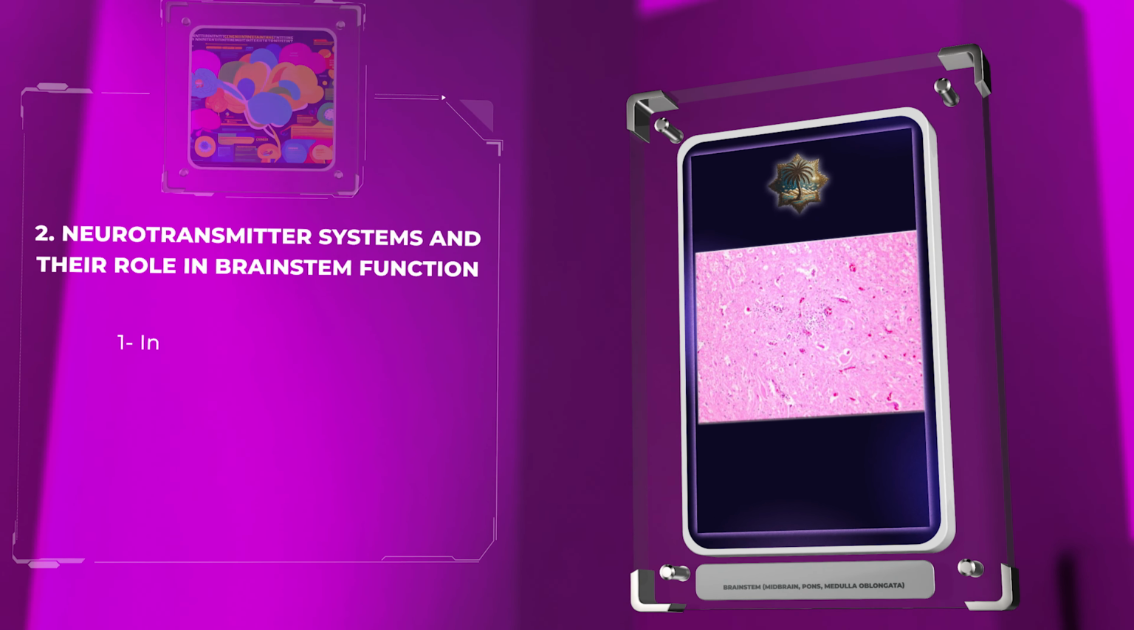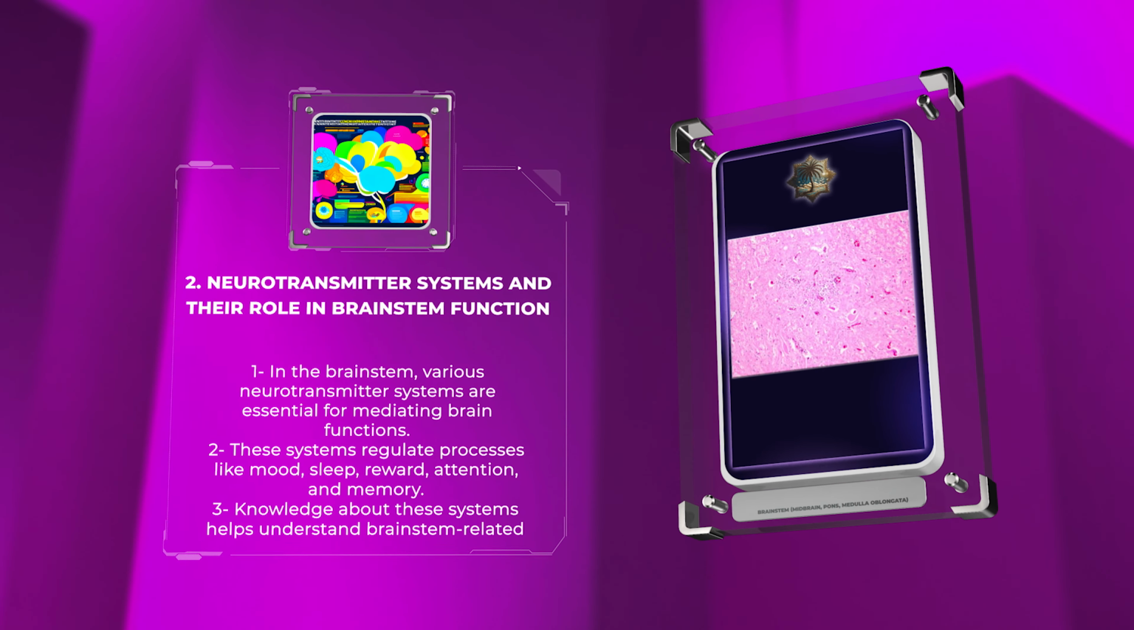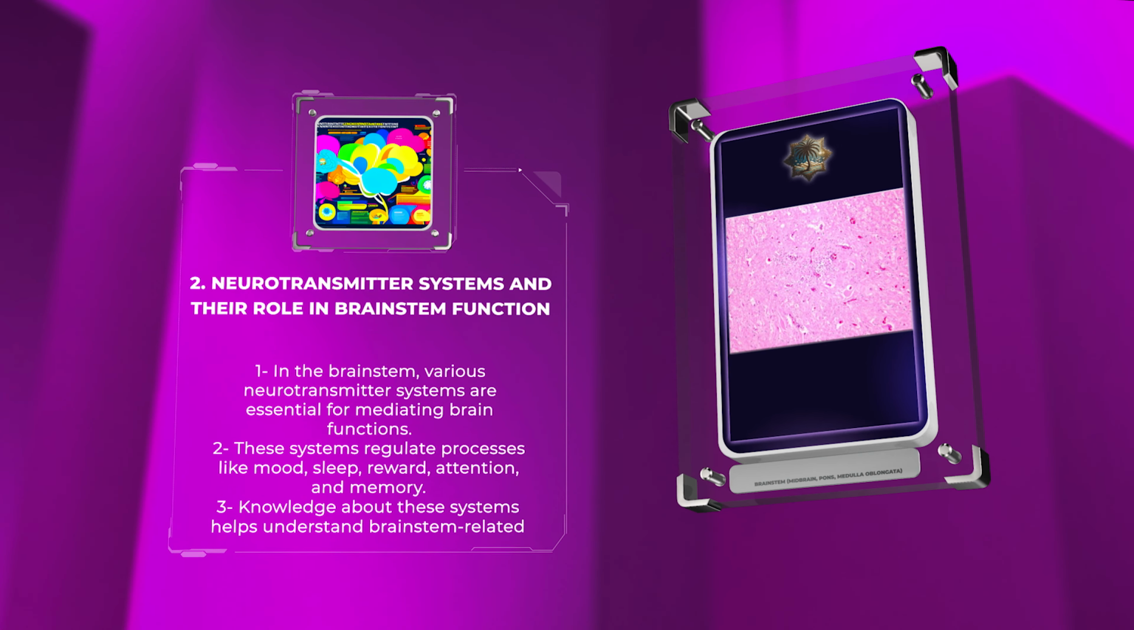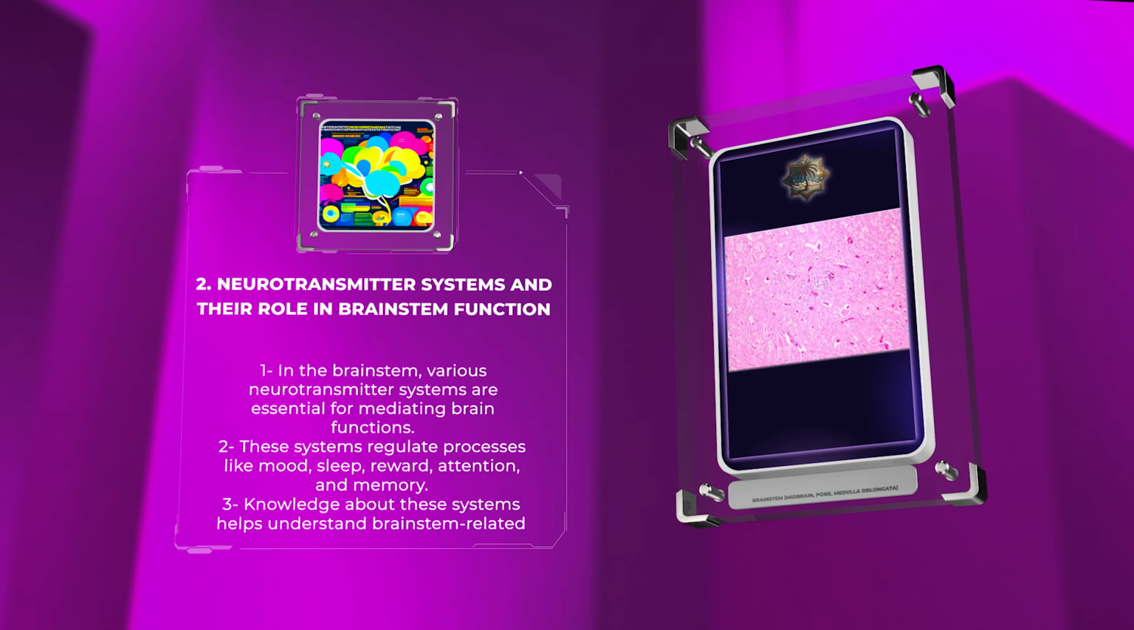In the brainstem, various neurotransmitter systems, such as serotonergic, dopaminergic, noradrenergic, and cholinergic systems, are essential for mediating different brain functions. These systems regulate important processes like mood, sleep, reward, attention, and memory. Knowledge about these systems helps understand brainstem-related diseases and develop treatments.